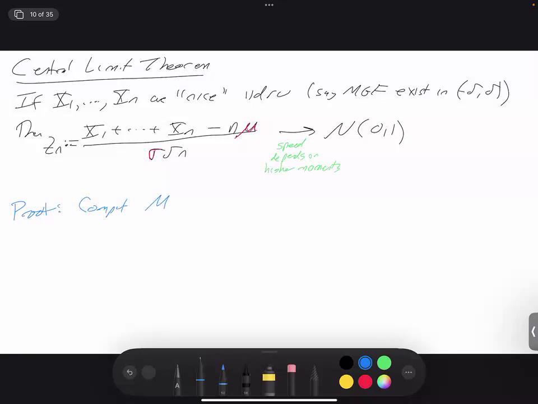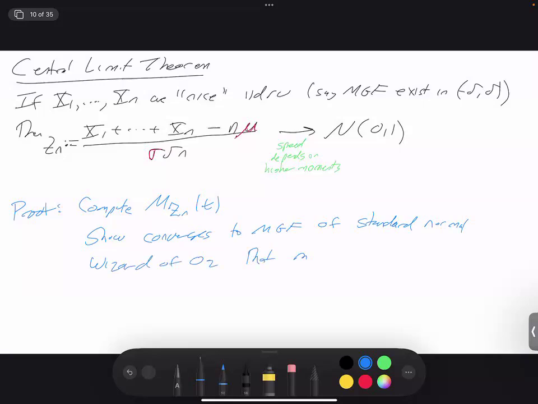Compute the moment generating function of Zn of t. Show it converges to the moment generating function of the standard normal. And then, Wizard of Oz, that means densities converge. You basically click your heels 3 times, there's no place like home, and just hope that all the abstract nonsense works. And if the moment generating functions converge, the densities must converge. This is the hard step.